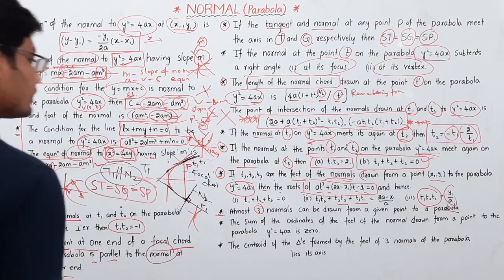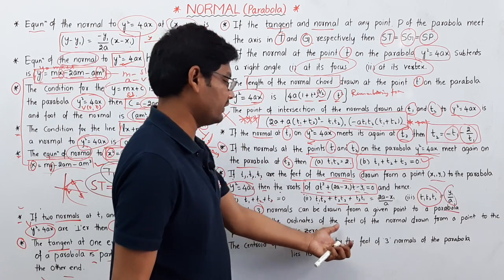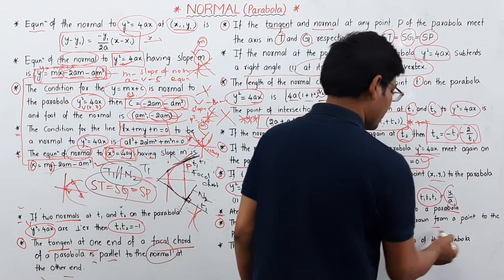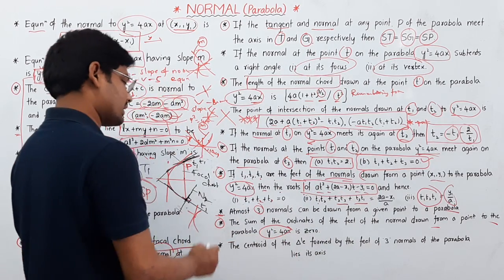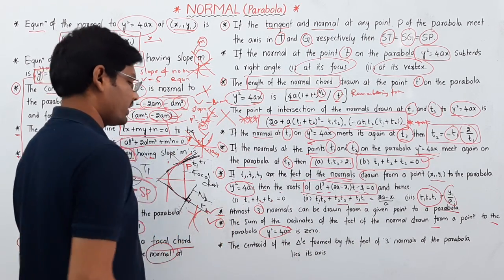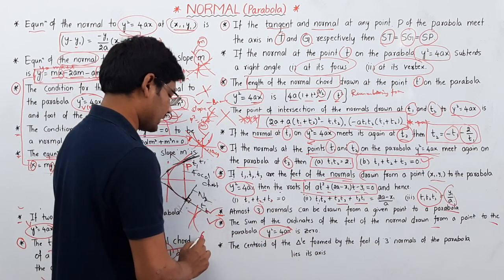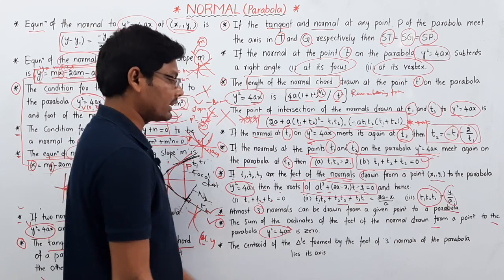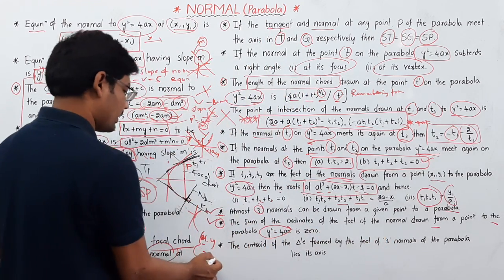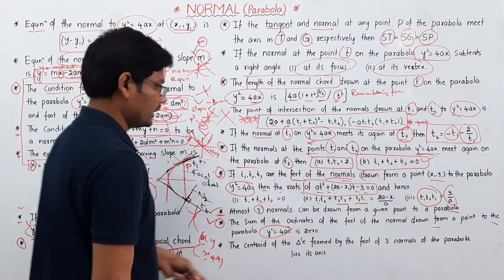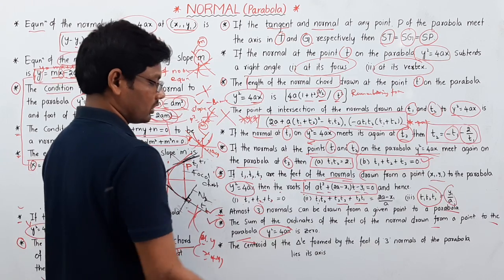And the next one: the sum of the ordinates of the feet of the normals drawn from a point to the parabola y square is equal to 4ax is 0. This is also an informative point. The sum of the ordinates is, for example, for a point with x ordinate and y ordinate (x, y), the sum of the two ordinates of the feet of the normal is 0.